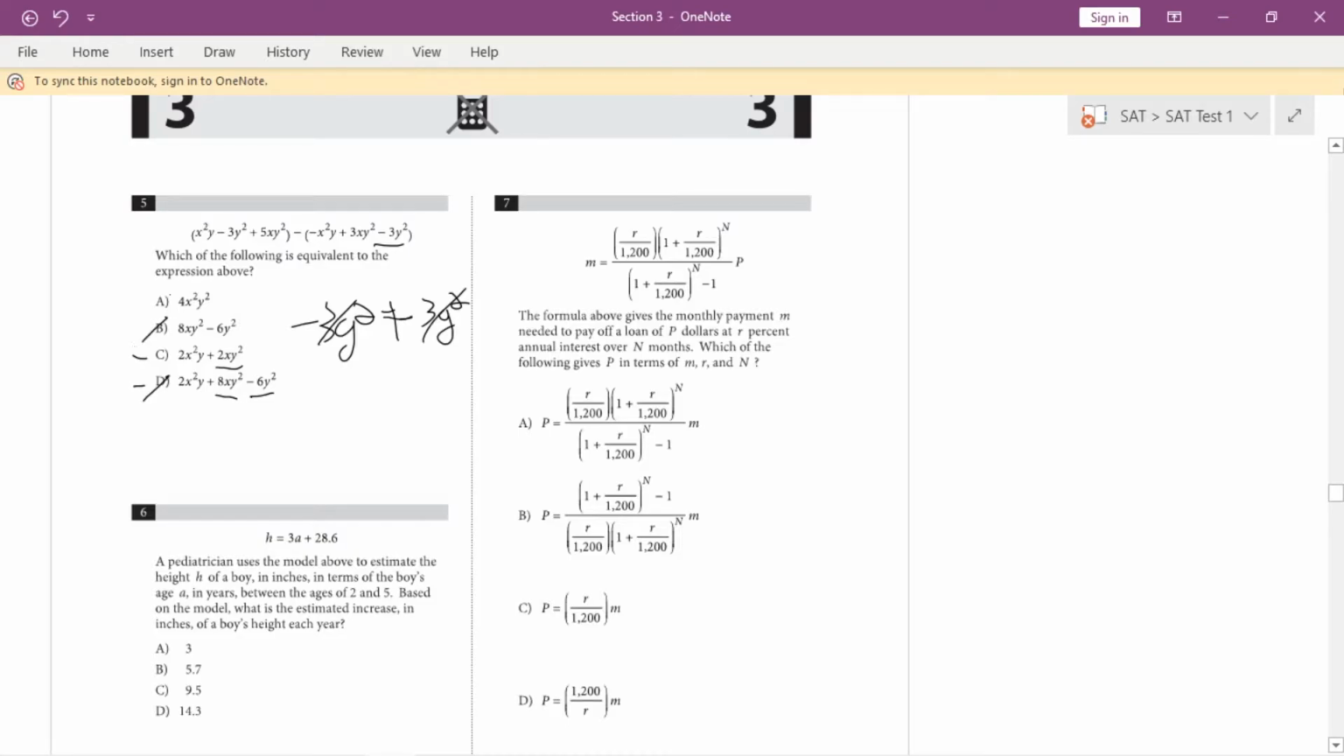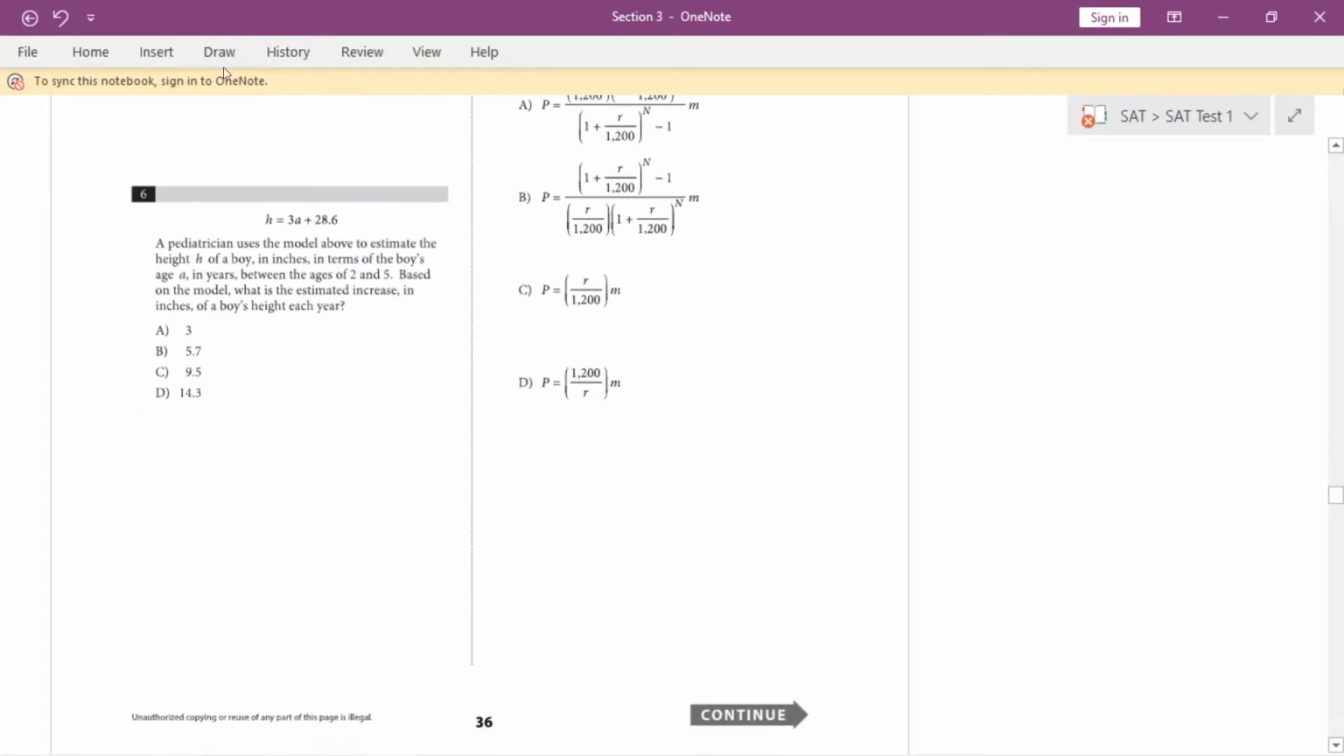So the answer is either A or C, and I already said that C is most likely the right answer, but let's just double check one more time. A, I see 4x squared y squared. So do I have any x squared y squared? No, I don't. So the answer can't be A, so it has to be C, Charlie.